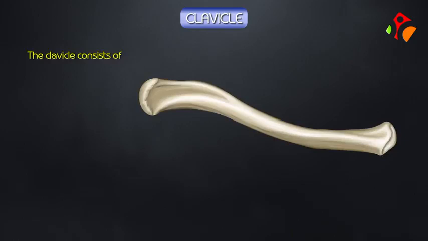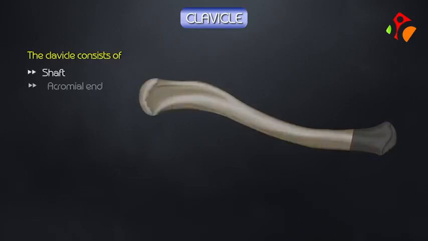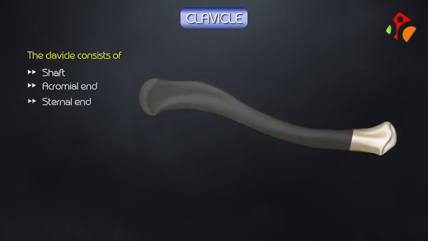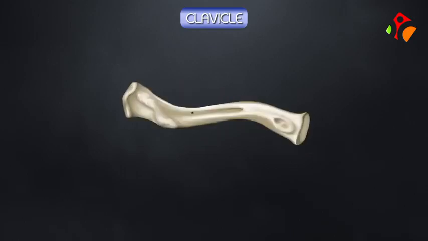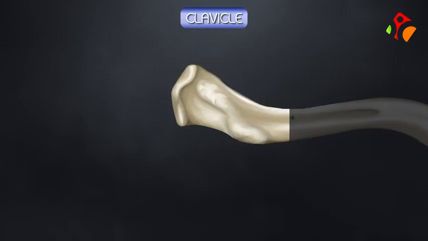The clavicle consists of the shaft, acromial end, and the sternal end. The shaft is divided into the lateral 1/3 and medial 2/3. The lateral 1/3 presents with two surfaces and two borders. The superior surface is subcutaneous, and the inferior surface is rough and has the conoid tubercle, which lies close to the posterior border and gives attachment to the conoid part of the coracoclavicular ligament.